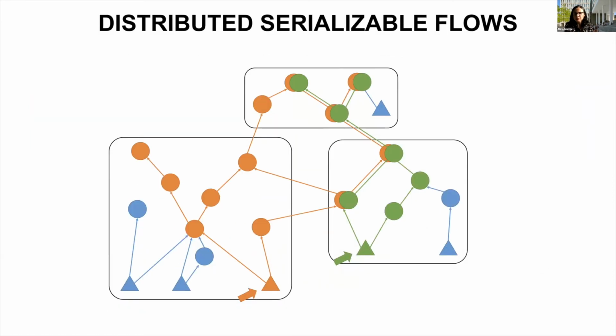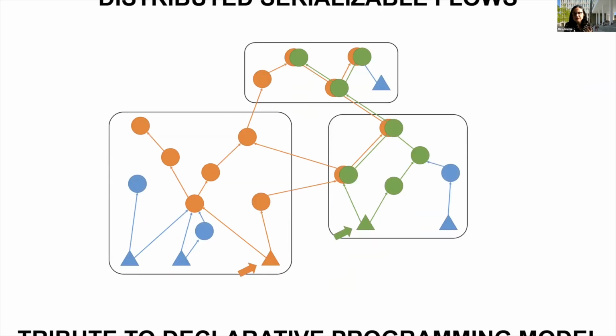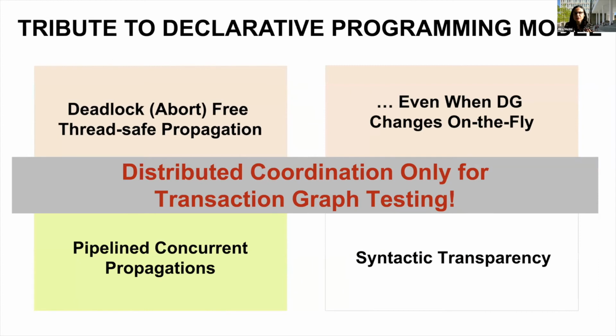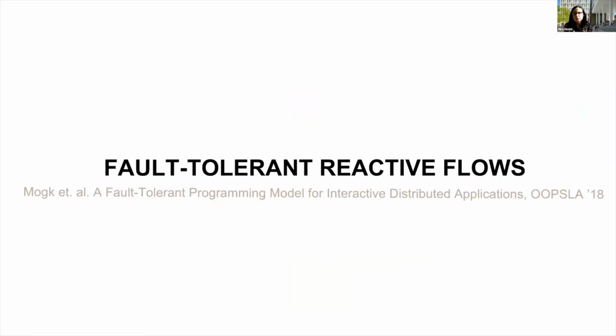And I don't have time, but we also support the same semantics for distributed flows. Of course, this cannot come completely for free. We need some distributed coordination in that case, but only for transaction graph testing. So basically, we have minimized the amount of synchronization that we need, and it's hidden from the application developers anyway. But still, there is some coordination needed, which in the case of interactive decentralized applications might be a no-go or might damage availability. That's why in the language we also have support for fault-tolerant reactive flows.